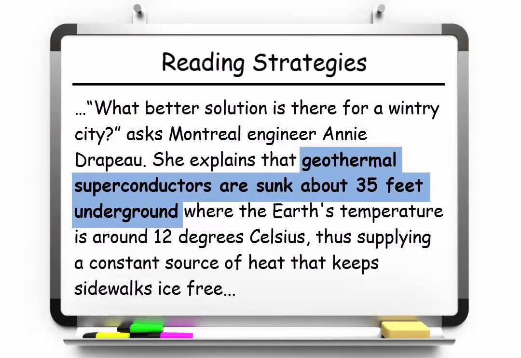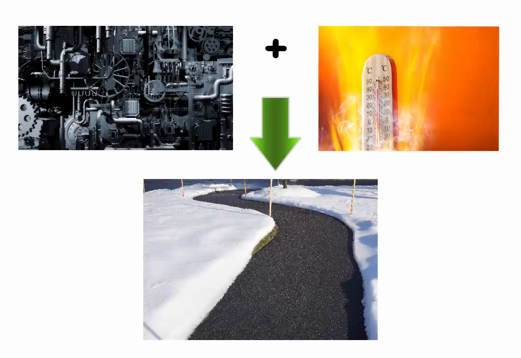What better solution is there for a wintry city? Asks Montreal engineer Annie Drapeau. She explains that geothermal superconductors are sunk about 35 feet underground, where the Earth's temperature is around 12 degrees Celsius, thus supplying a constant source of heat that keeps sidewalks ice-free. Okay, that's a bit better. I still may not know exactly what a geothermal superconductor is, but now I can tell that it's some sort of machine that helps heat sidewalks, especially in winter. And that's often good enough.